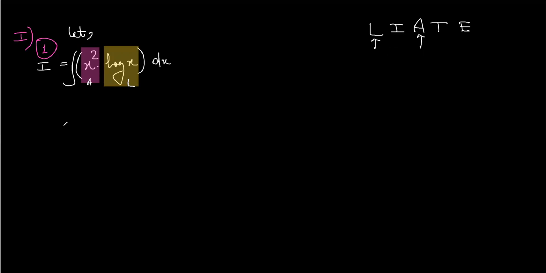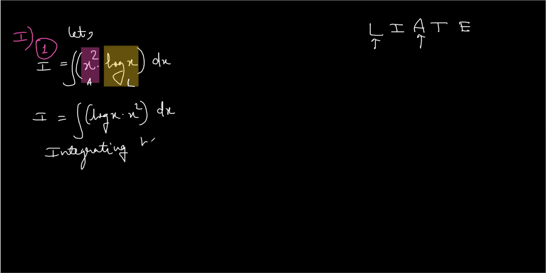And what should I do, students? Very simple. I should change the order. So x square into log x is the same as log x into x square. And then I will write integrating by parts. Now the order is proper.